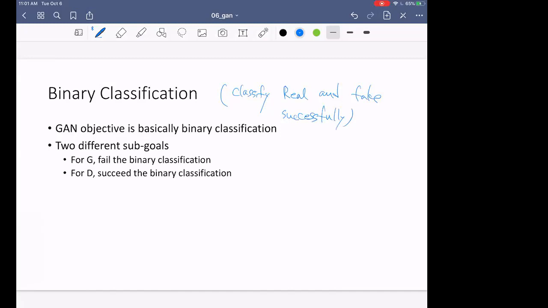And for G, if you fail the classification, that's good. That's the objective that G wants to achieve, because the better the quality of the fake samples, the worse the classification performance will be, right? So it wants to fail the binary classification, and D wants to succeed. So there comes the adversarial part, the zero-sum game element. For G to win, the D must fail, and in order for D to win, the G must fail. So it's a zero-sum game.